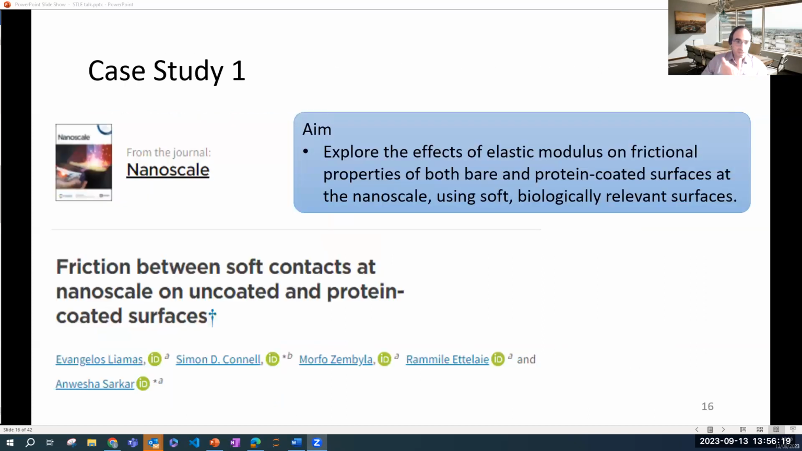So in our first case study, I will focus on a 2021 publication from our previous group. The primary objective of that study was to understand how the elastic modulus affects the frictional properties of both bare and protein-coated surfaces at the nanoscale.